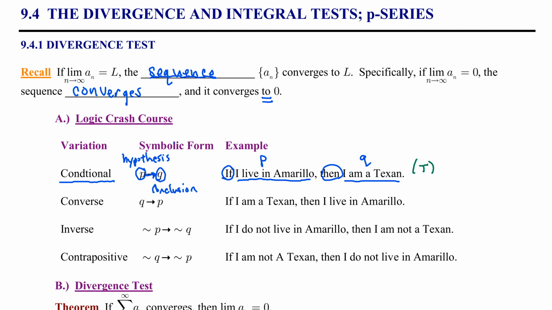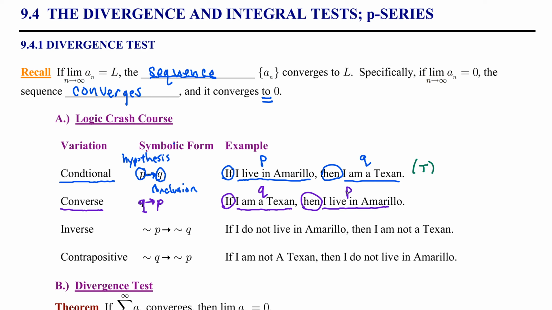Now, there are three other variations of this conditional that are related. The first one is called the converse. The converse simply reverses the direction of the conditional. Notice we've switched the position of the conclusion and the hypothesis. Now, Q is the hypothesis and P is the conclusion. So if I apply this pattern to our original conditional, we can see here my connective words, if, then. I am a Texan. That was the previous conclusion. Now it's in the place of the hypothesis. And the conclusion or result is P. If I am a Texan, then I live in Amarillo.